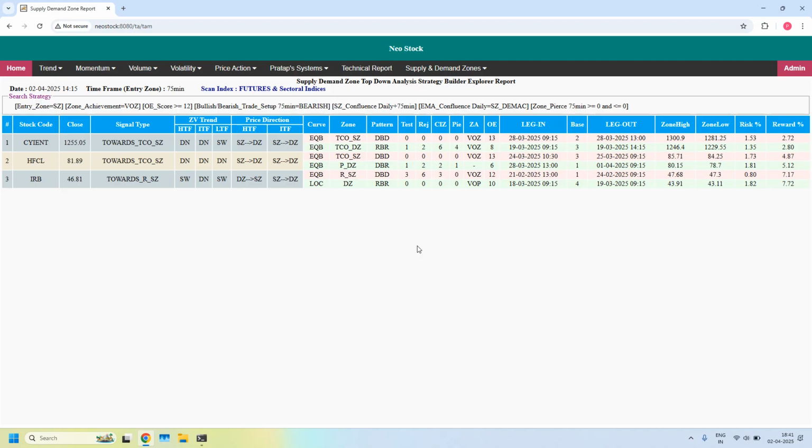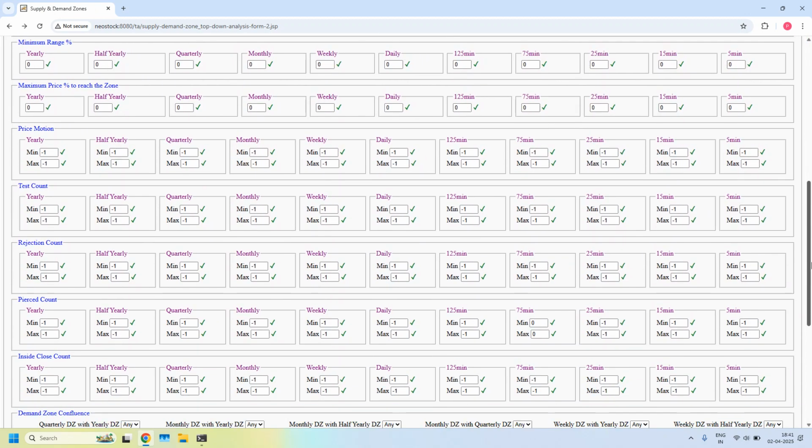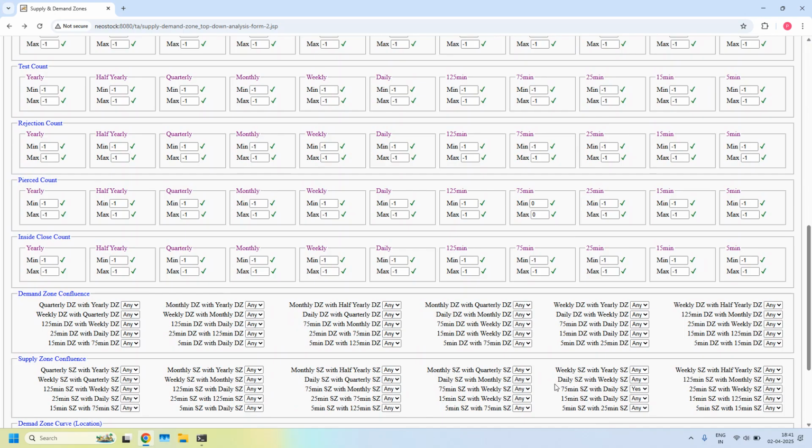This is based on LTF, ITF supply zone confluence and ITF EMA confluence. Next we will look into LTF, ITF and even HTF supply zone confluence supported stocks. Removing the EMA filter. In the supply zone confluence, we should set 3 filters. The first filter is already enabled: 75 with daily supply zone confluence. Next, 75 with the weekly supply zone confluence, and daily supply zone with weekly supply zone confluence.